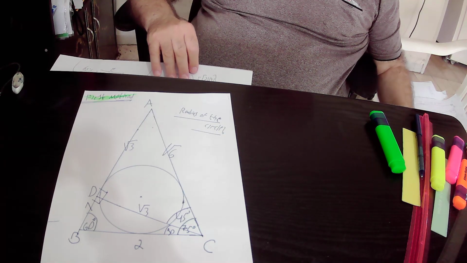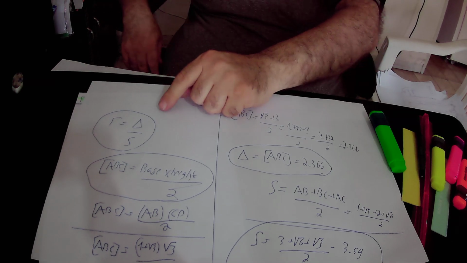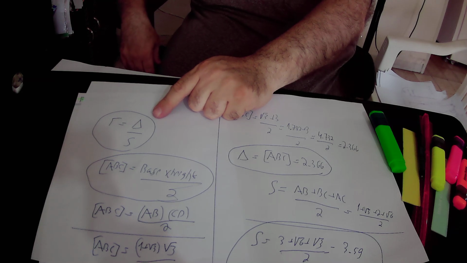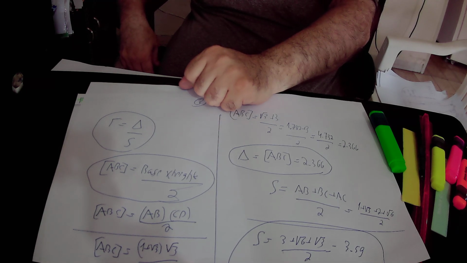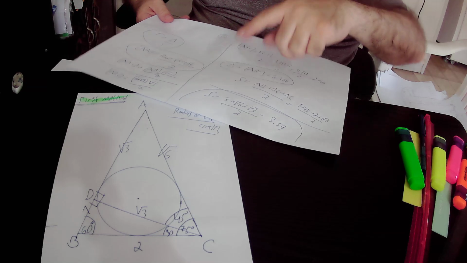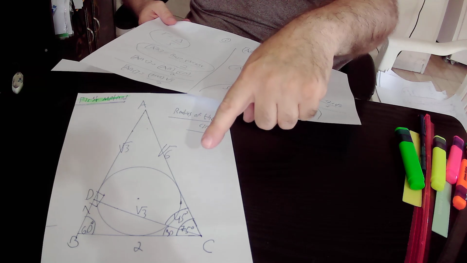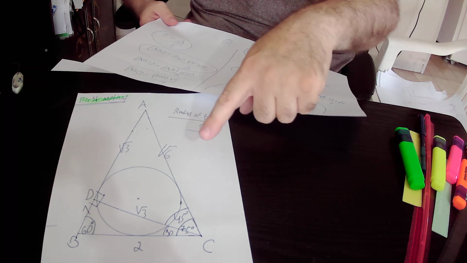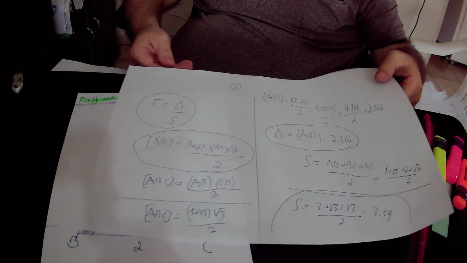Then I presented to you a new formula to find the radius of any circle that is inscribed in a triangle. The radius of the circle inscribed in a triangle equals the area of the triangle that encloses the circle over the semi-perimeter of the same triangle. So the radius of this circle that is inscribed by triangle ABC will be equal to the area of triangle ABC over the semi-perimeter of triangle ABC, that is the perimeter over 2.